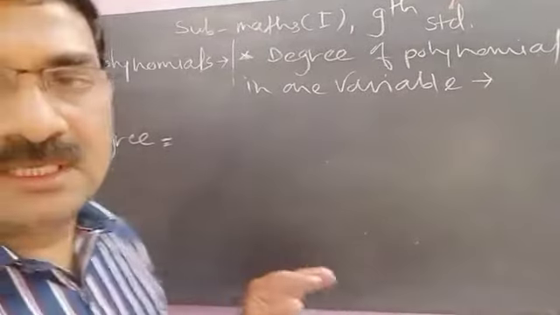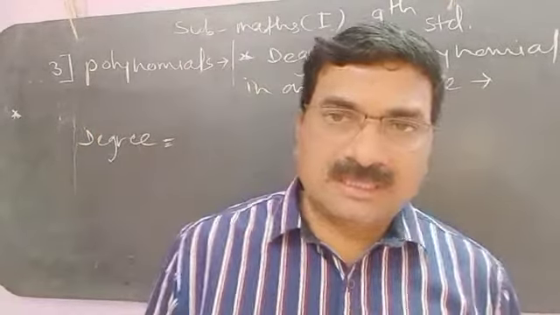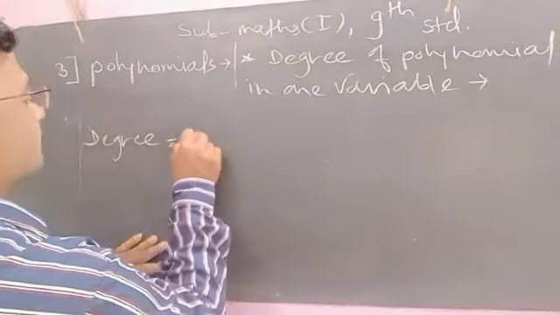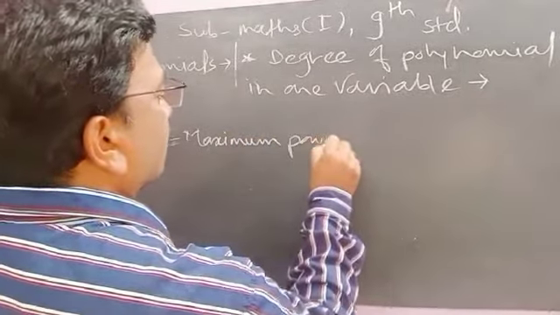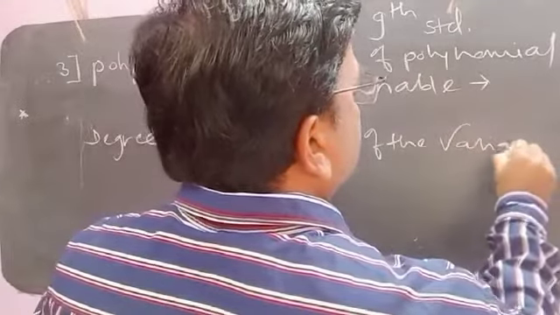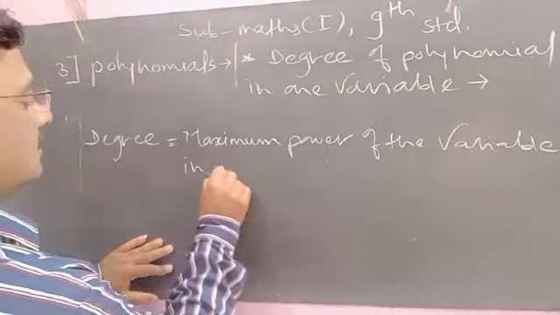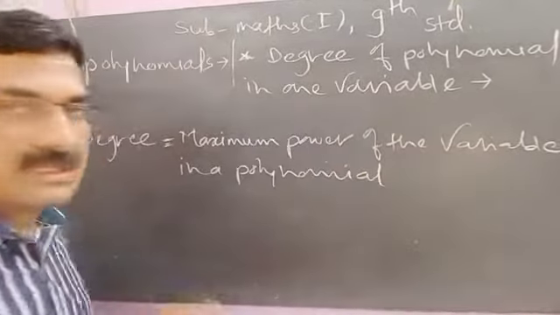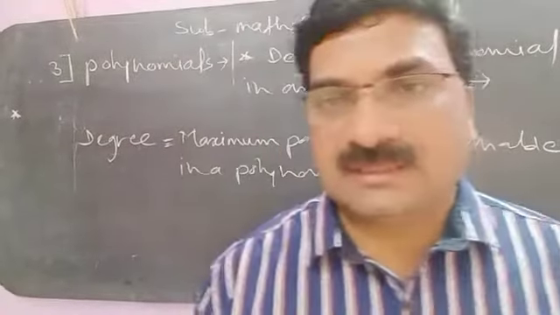Degree is nothing but the maximum power of the variable. The maximum power of the variable in a polynomial is called the degree of that polynomial.